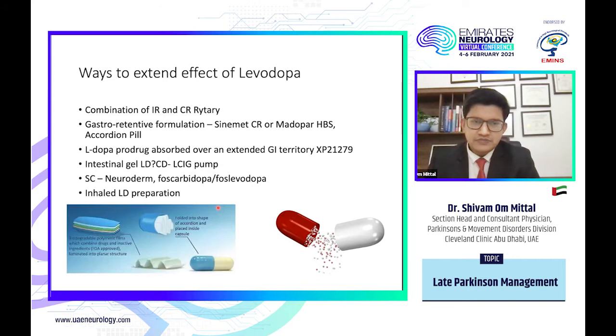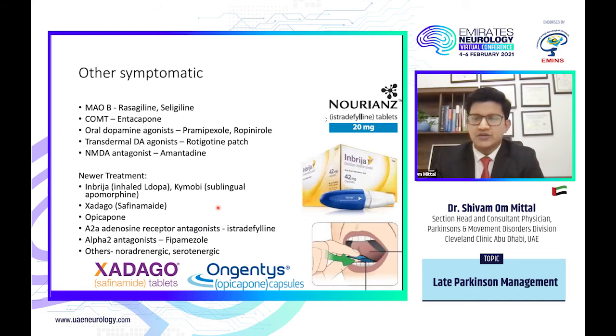The new formulations coming up, like the accordion pill, where the medication is folded into sheets and it is inside a capsule, so it is released in a slow fashion. And then there is a subcutaneous levodopa carbidopa coming in future. And we also have the inhaled levodopa, which is called the Inbrija. And we have a longer acting COMT inhibitor, which is called opicapone or Ongentys. We have a newer MAO-B inhibitor, with extra glutamatergic action, which is Xadago or safinamide. There's a sublingual apomorphine, which is coming into action soon. And there are many medications which are coming on the way.